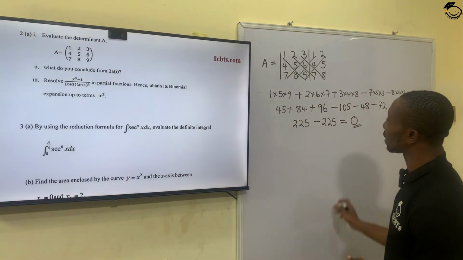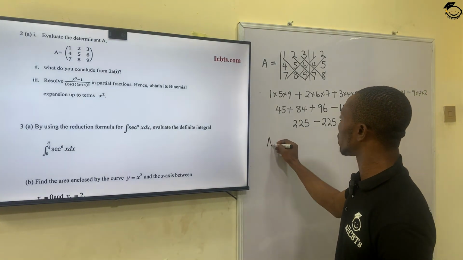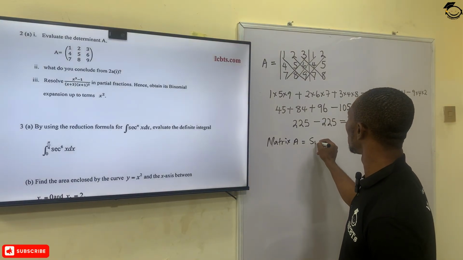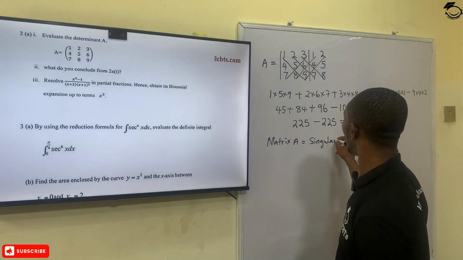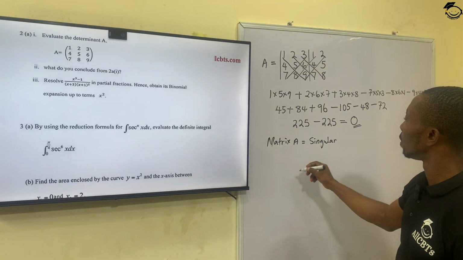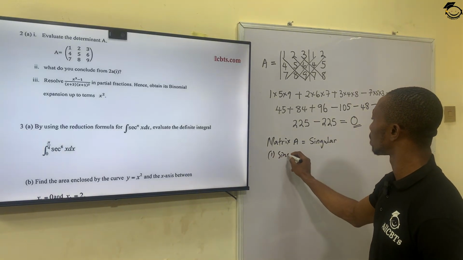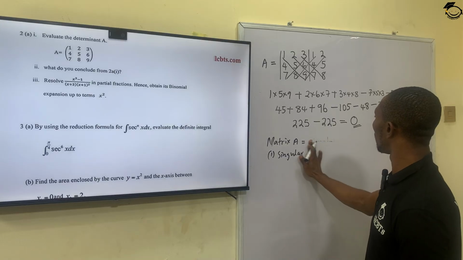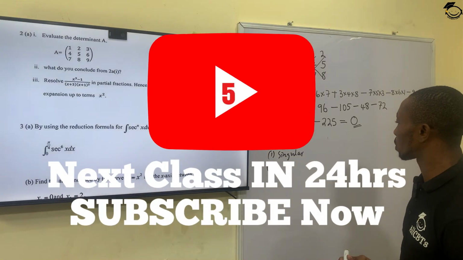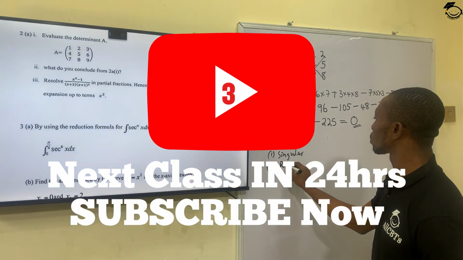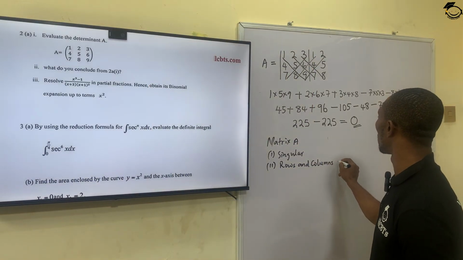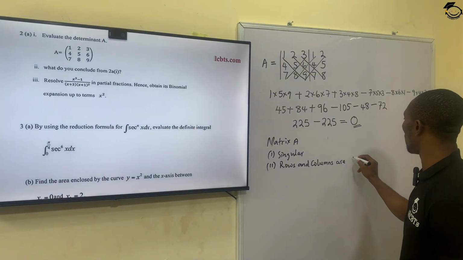Now, since our determinant is 0, our conclusion is that our matrix A is singular. Now, since the determinant is 0, the matrix is, 1, singular. All right. Now, since the determinant is 0, the matrix is singular. 2, we can also say that the rows and columns are linearly dependent.